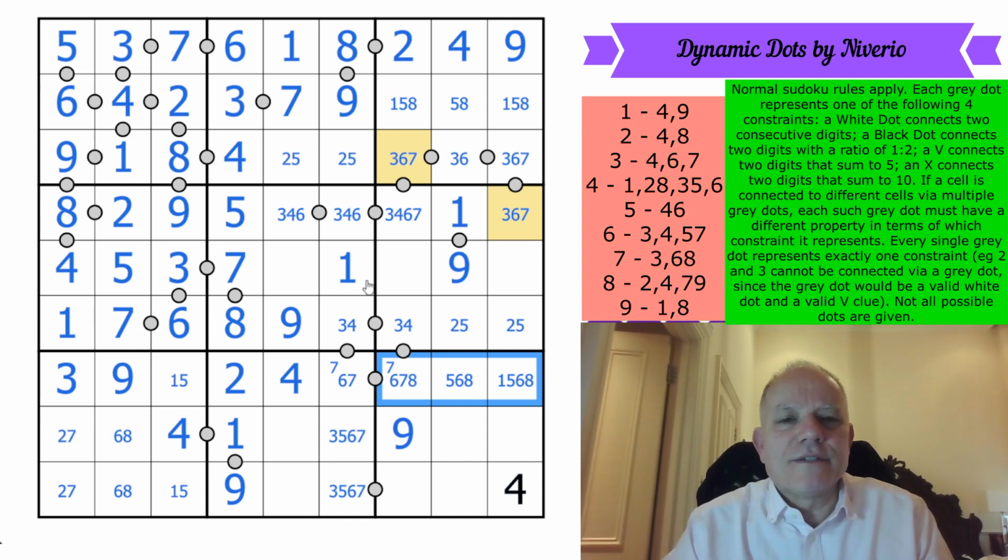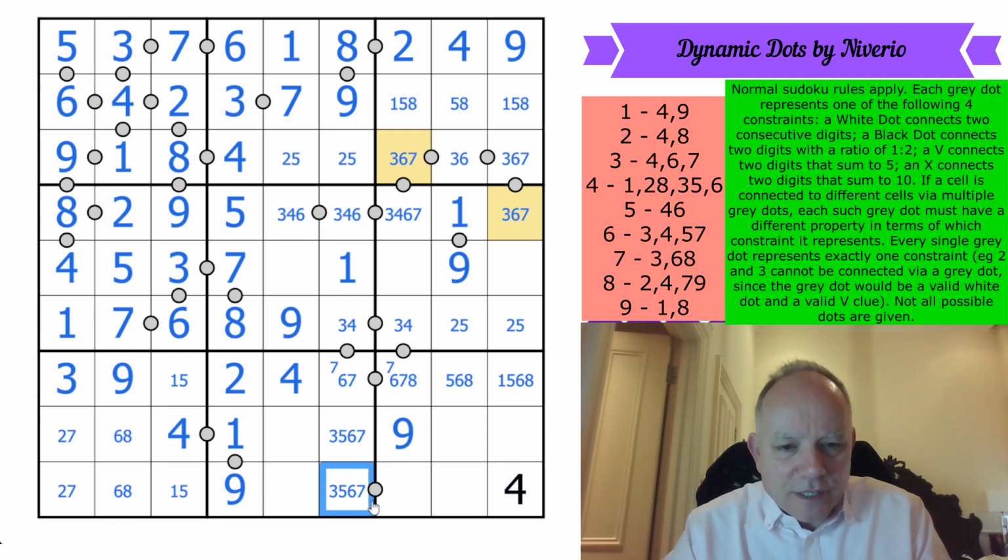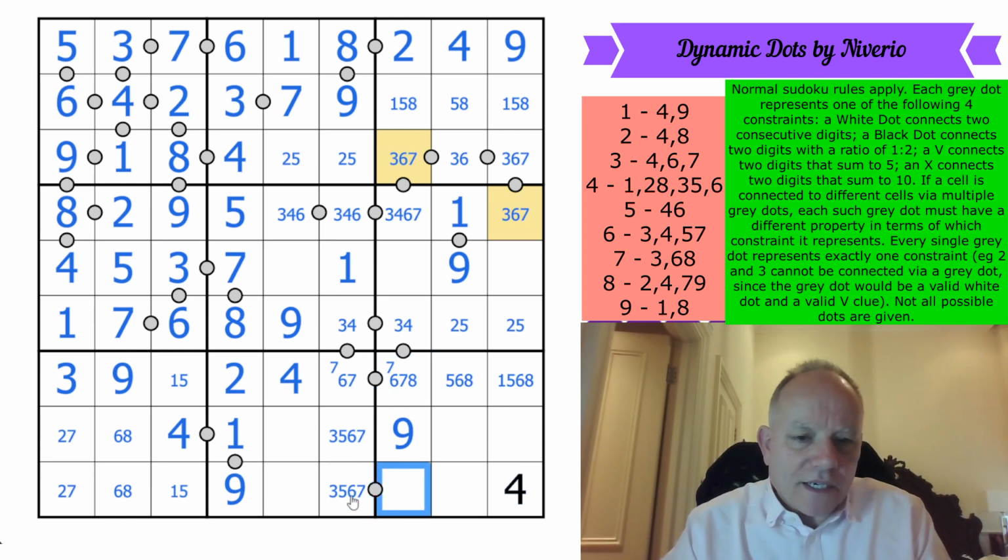How can I be this close and not know what's going on? I still feel I haven't really understood how this puzzle works. Right, what about this? Can't be 2, 9 or 4. 1 doesn't join to those. So 3, 5, 6, 7 or 8. 8, 7 is possible.